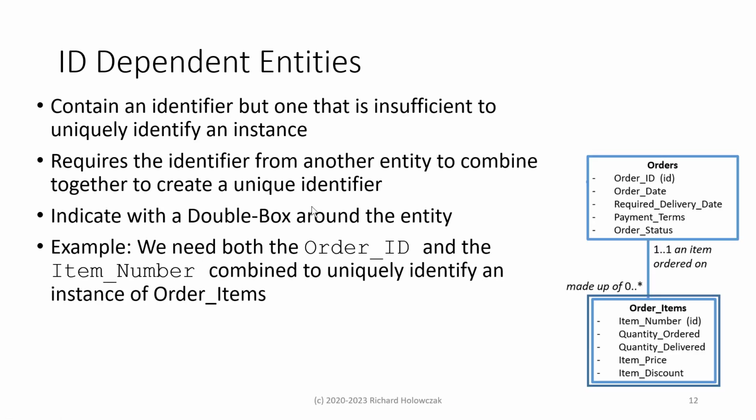This is just summarizing the discussion. ID-dependent entities contain an identifier, but one that is insufficient to uniquely identify an instance. It requires the identifier from another entity to combine together. We indicate it with a double box, and in this example, as I just mentioned, order ID and item number together will eventually allow us to determine exactly one order item.